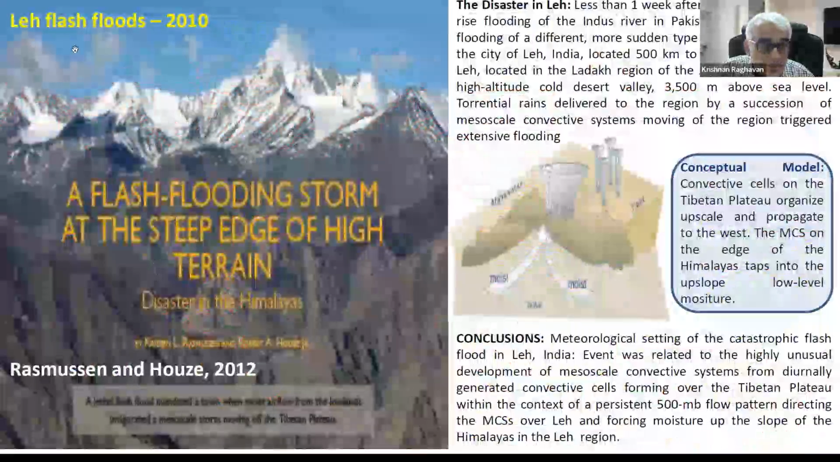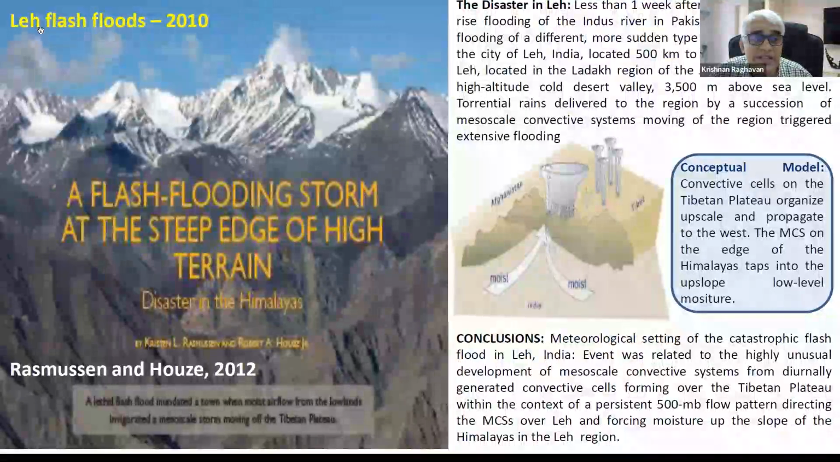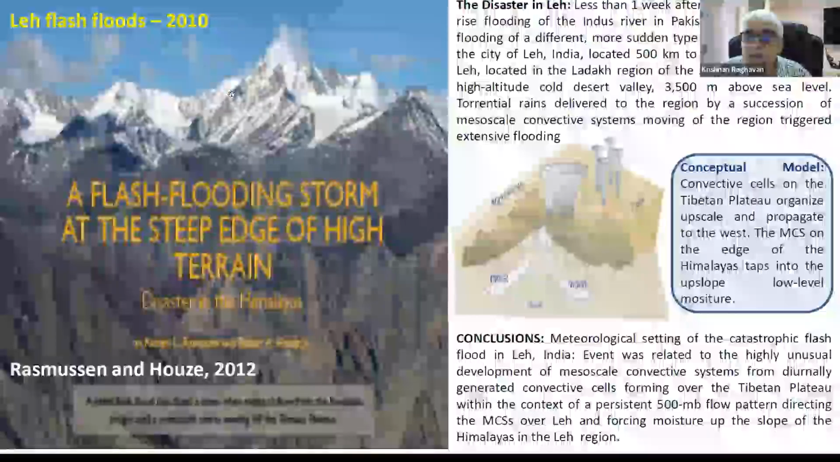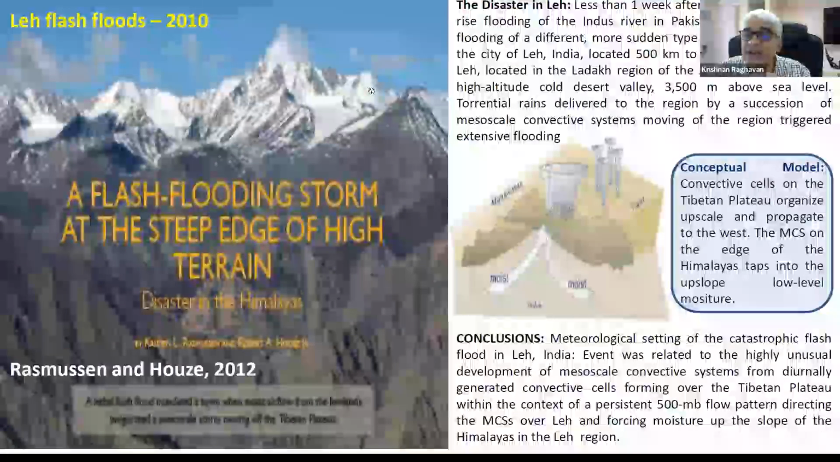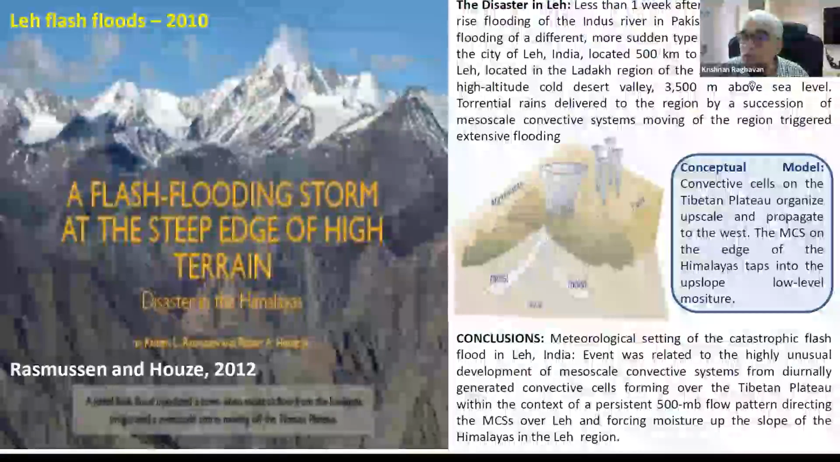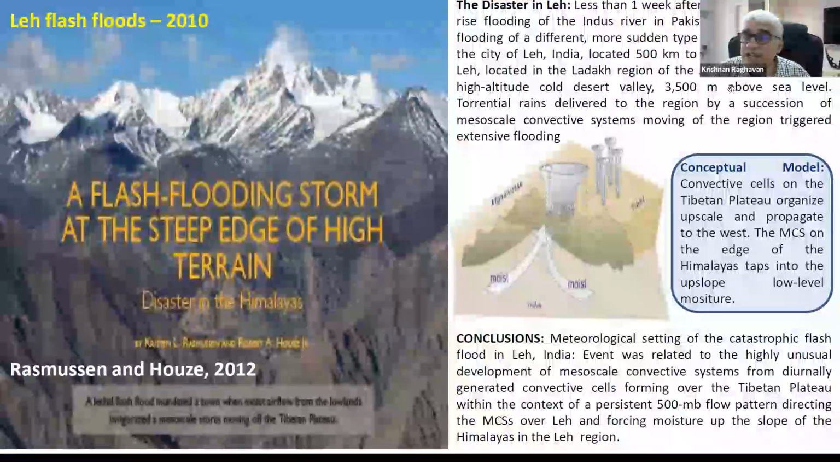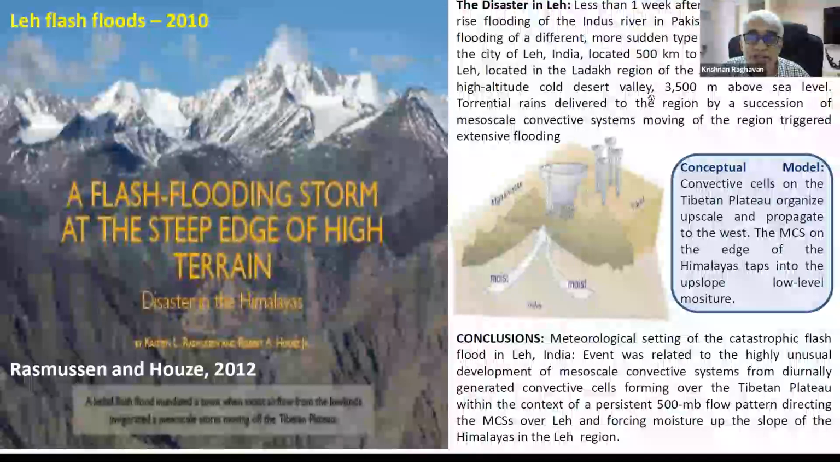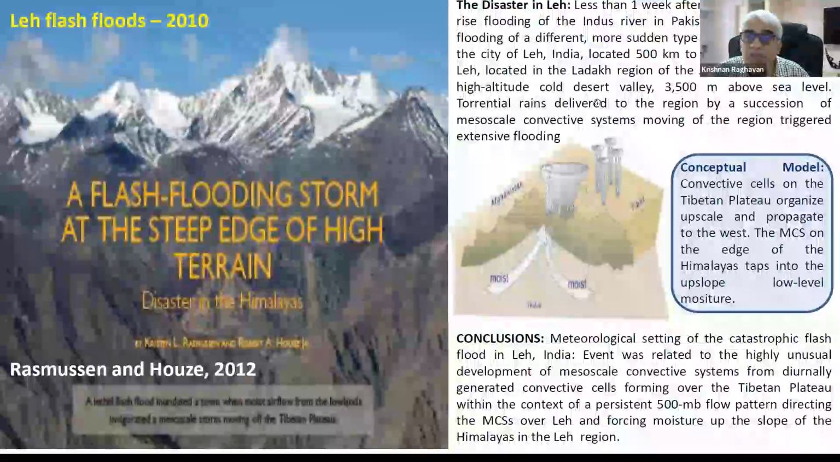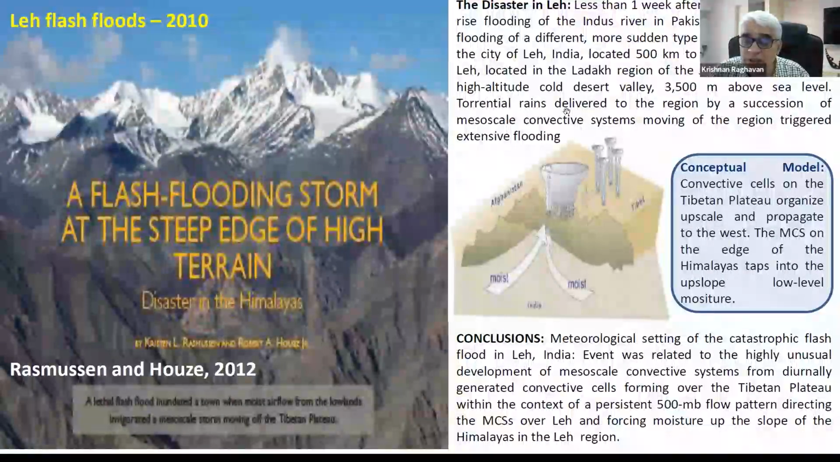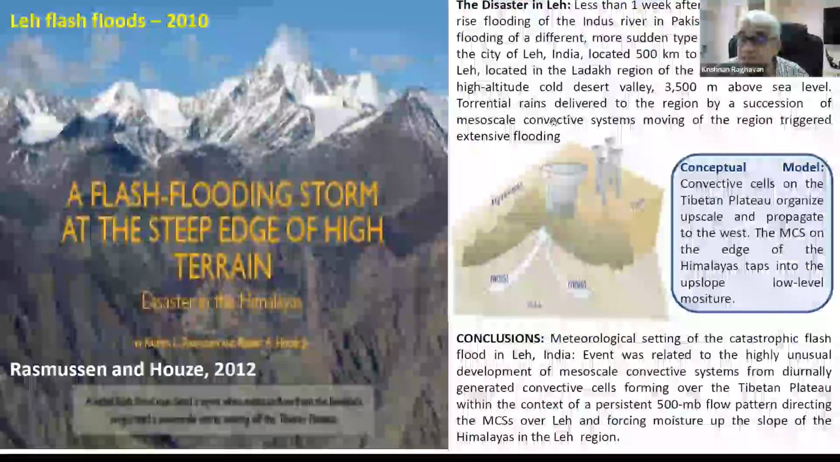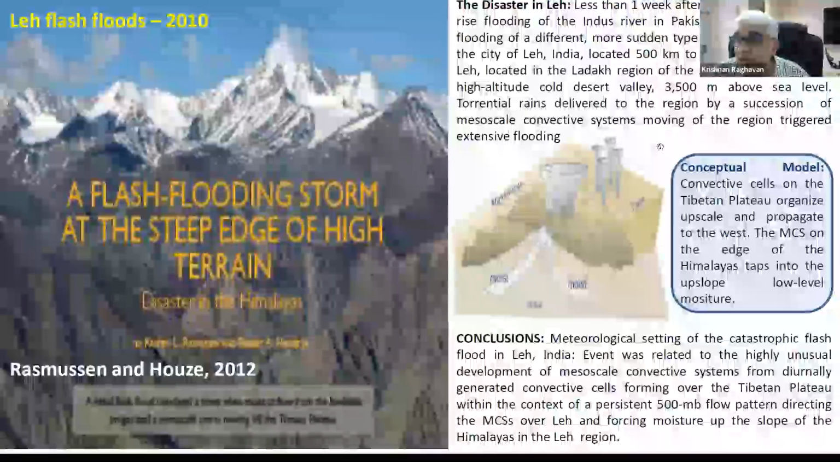And so the next point is the Leh flash floods. Leh is basically located in a very dry environment in the Ladakh region of Jammu and Kashmir state. And it's basically a high altitude cold desert. And so during the end of July and August 2010, just immediately after the flooding in Pakistan and the upper Indus Basin, this region received torrential rains and heavy rainfall and led to flash flooding.